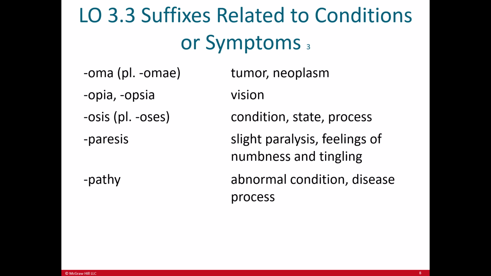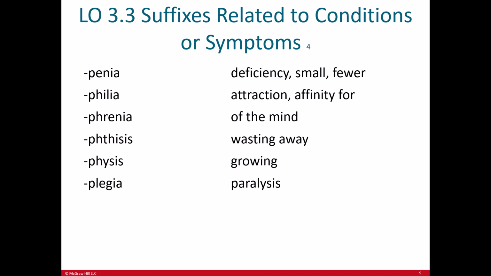Then we have pathy. Pathy you'll also get used to. This is an abnormal condition or disease process. I always say pathy means disease. Right? Then we have penia. Penia is a deficiency or small or fewer. Philia, which is the attraction or affinity for.